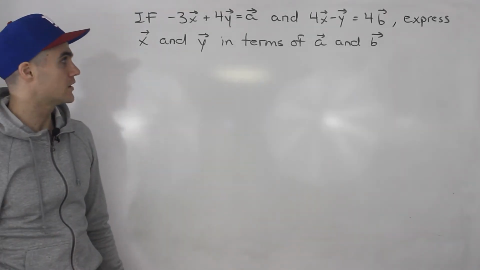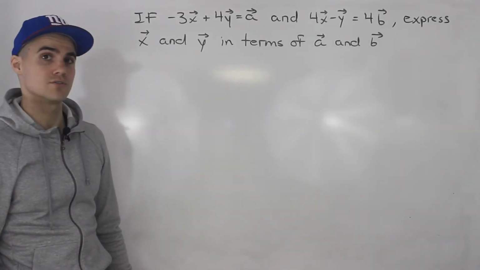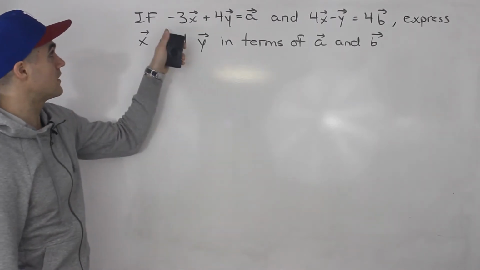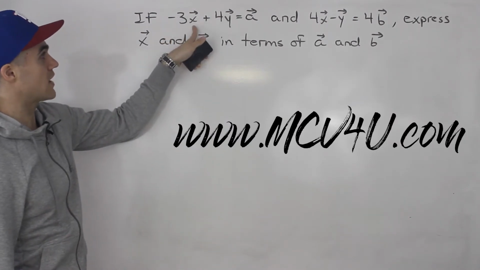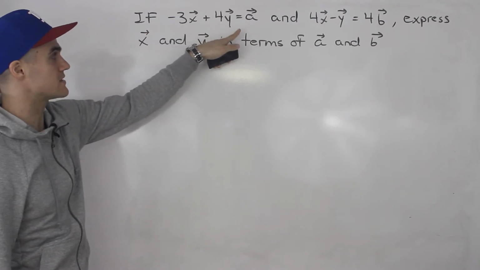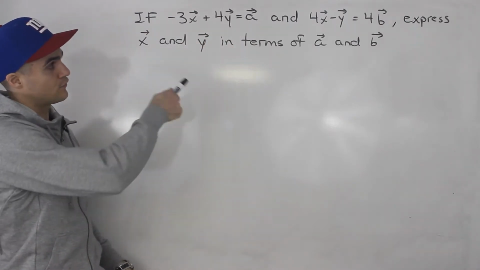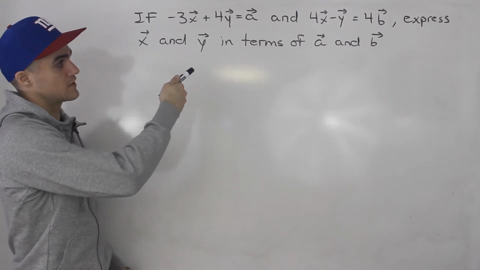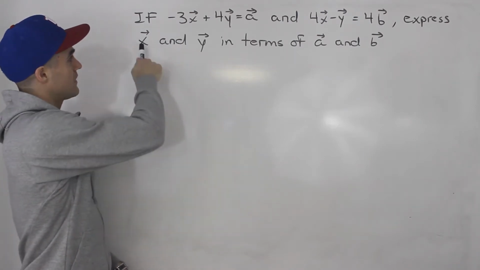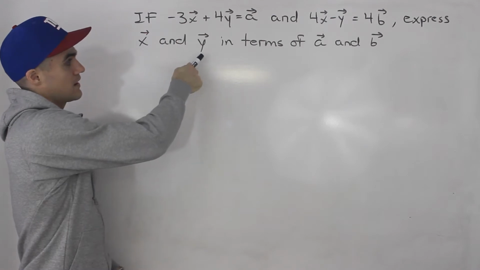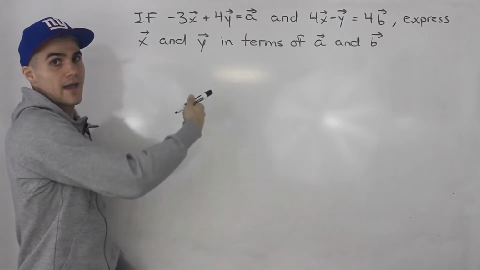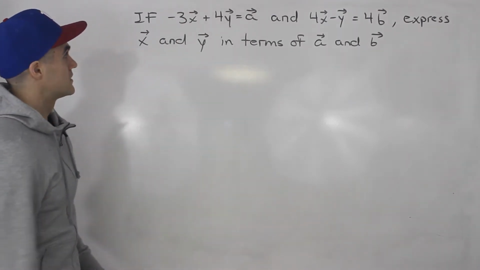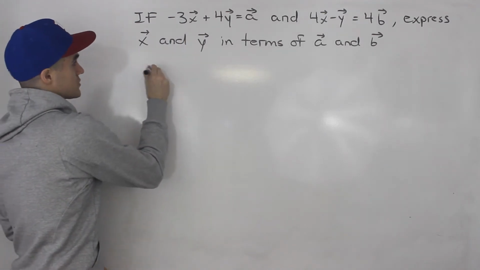In this video we're going to do some algebra using vectors. So if -3 times vector x plus 4 times vector y is equal to vector a, and 4 times vector x minus vector y is equal to 4 times vector b, express vectors x and vector y in terms of vectors a and b. So let's write out these expressions over here.